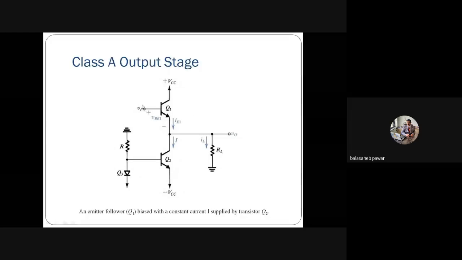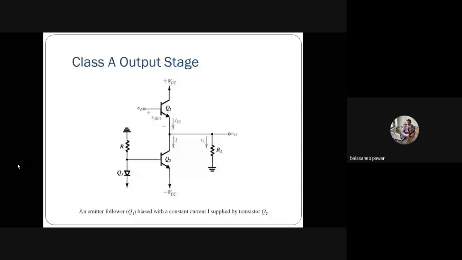It is applied as an input signal to transistor Q1, and transistor Q2 is used as a constant current source biasing to operate that transistor in the respective region. That means at the center of the load line, right? So these are the basic diagrams, not the final one.